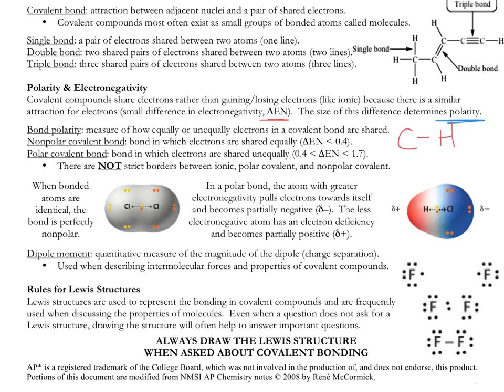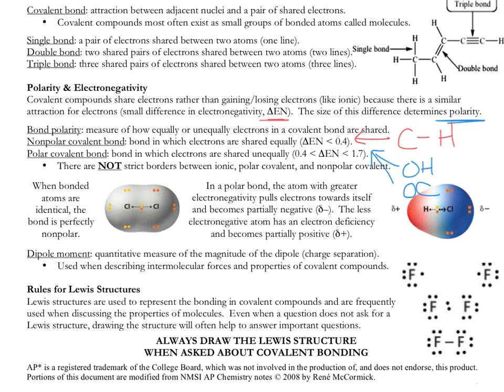Carbon to hydrogen is right at the border, probably nonpolar, but oxygen to hydrogen and oxygen to carbon are both definitely in that polar range. So in polar, they're still being shared. It's just one atom attracts them more than the other. If our bonded atoms in this picture are identical, that is something you should be able to recognize and know, and it should be fairly easy and obvious.